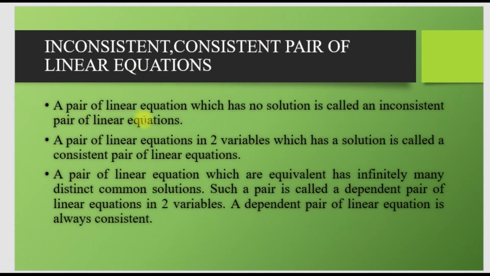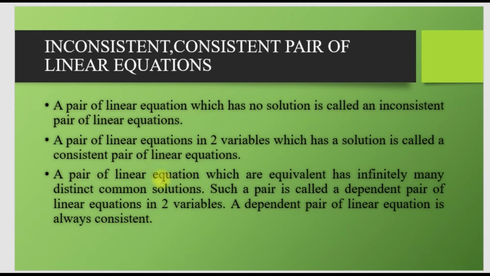A pair of linear equations which has no solution is called an inconsistent pair of linear equations. Whereas a pair of linear equations in two variables which has a solution is called a consistent pair of linear equations. Then there is one more case for a consistent pair of linear equations.